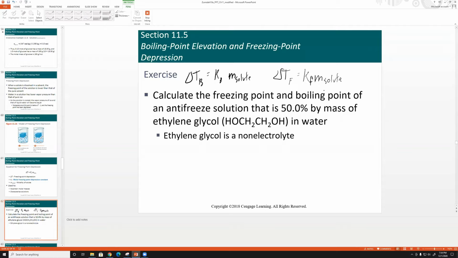Okay, so I'll give you 3 minutes or so to do this. So 50% by mass, so you have 50 grams of the ethylene glycol. So the molar mass of ethylene glycol is what? Anybody have that? 62, nice. So 62 grams per mole. So how many moles of it do we have?